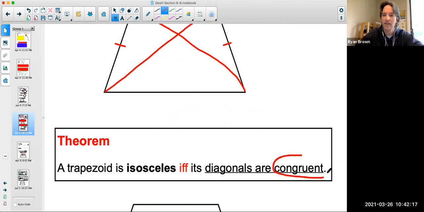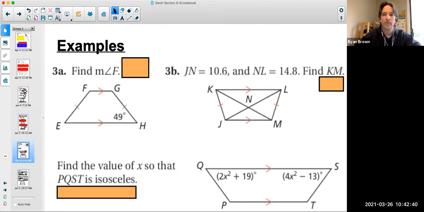And here it's written as a biconditional. If it's an isosceles trapezoid, the diagonals are congruent. If you've got a trapezoid with congruent diagonals, that trapezoid is isosceles. Absolutely true. Okay? So two great things about an isosceles trapezoid: both pairs of base angles are congruent and the diagonals are congruent. Yay. Should we try a couple? Okay, let's try a couple of these problems. I'll put this on my other screen for you too.